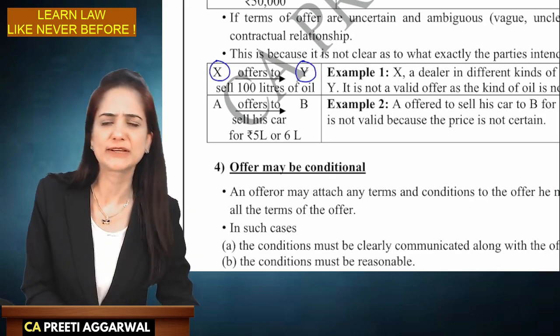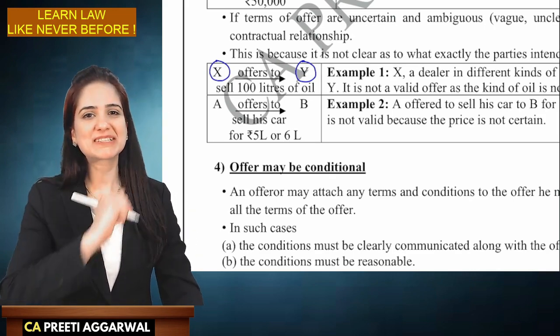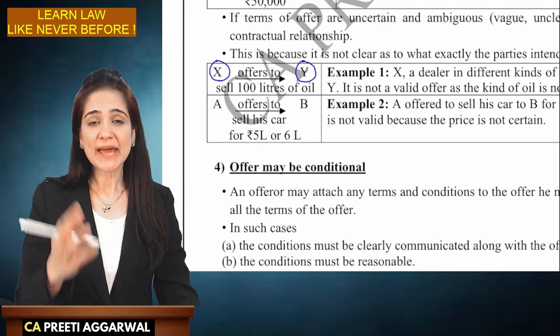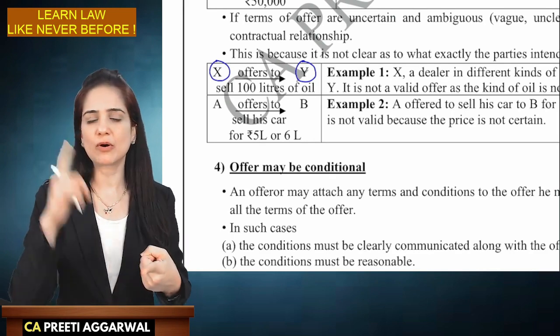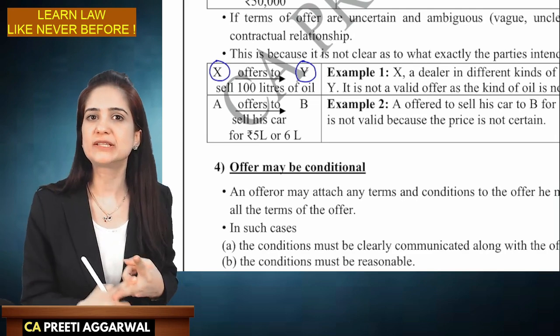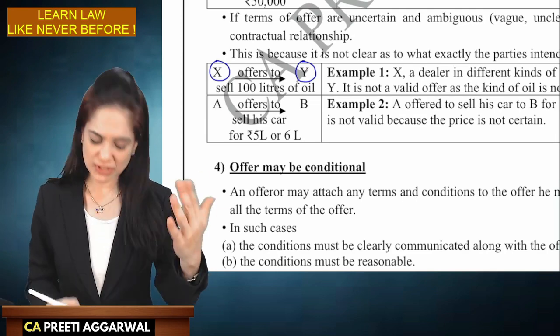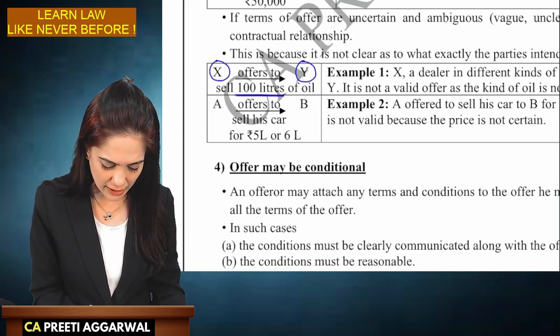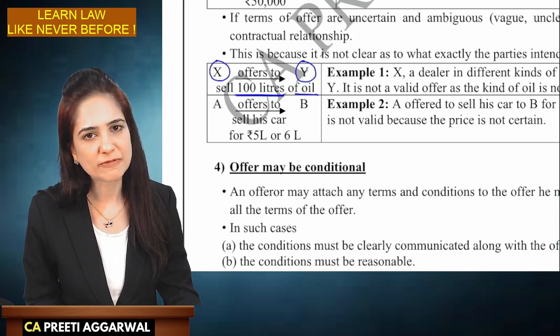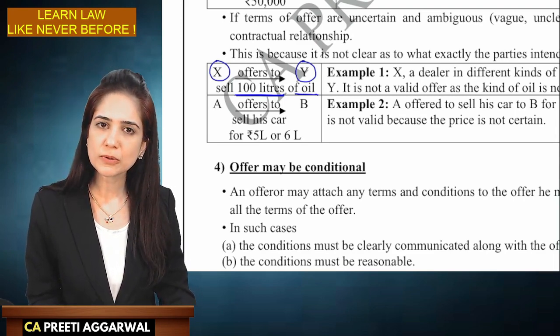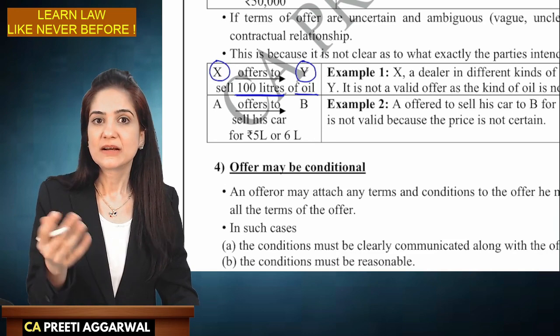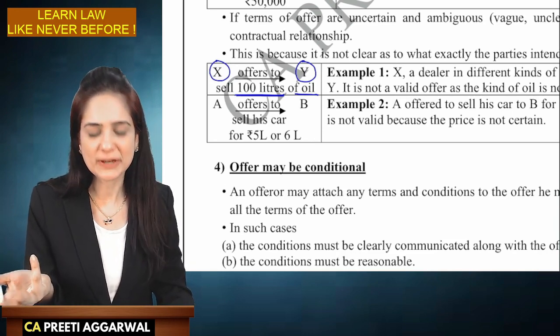But what if X offers to sell 100 liters of oil to Y and X is a dealer in different kinds of oil? Do you remember we had discussed this example earlier also? X deals in coconut oil, sesame oil, sunflower oil, rice bran oil, and he offers to sell 100 liters of oil to Y. Will this be a valid offer? No, why no? Exactly. The kind of oil is not specified.